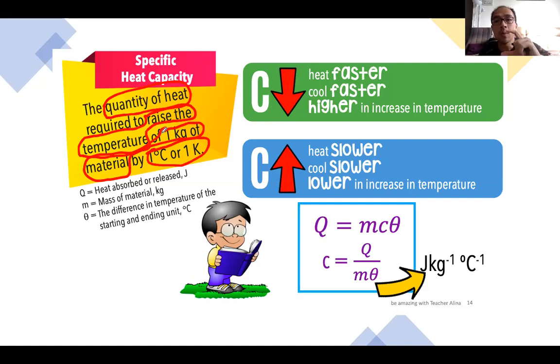Because now we are putting the constant variable as the mass. Okay, so let's say you have 2 objects with the same mass. 1 kilogram of iron and 1 kilogram of wood. Then we talk about specific heat capacity.